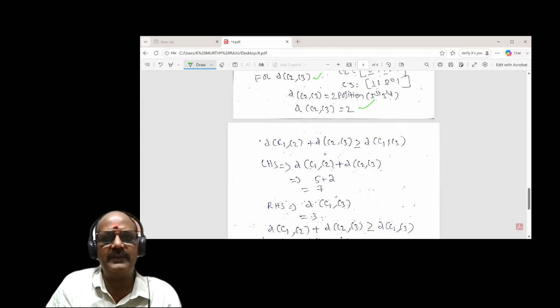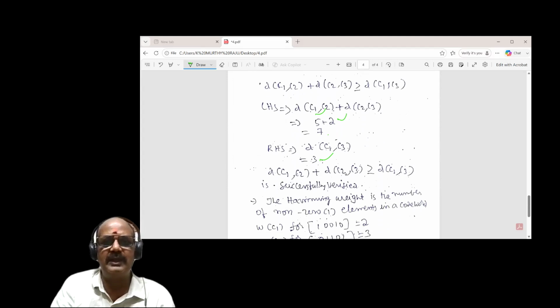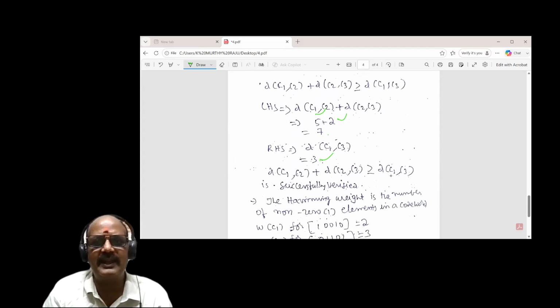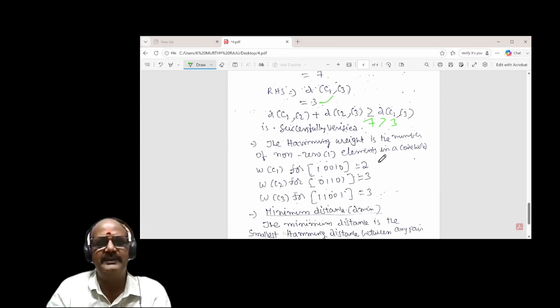Therefore, D(C1, C2) + D(C2, C3) is greater than or equal to D(C1, C3). D(C1, C2) is 5, D(C2, C3) is 2, that is 7. D(C1, C3) is equal to 3. Therefore, D(C1, C2) + D(C2, C3) is greater than D(C1, C3). That is, 7 greater than 3 is successfully verified.